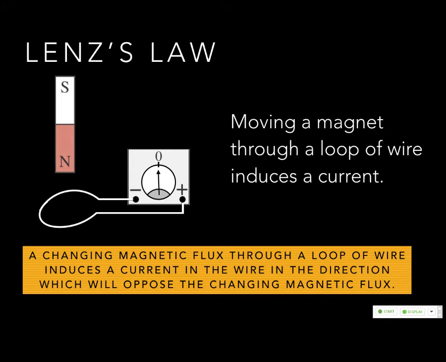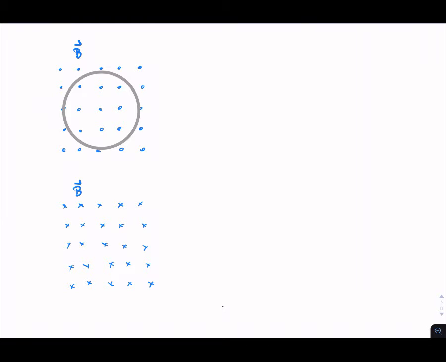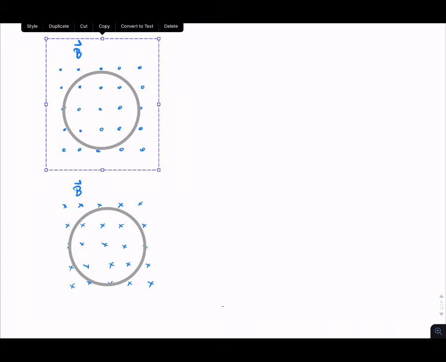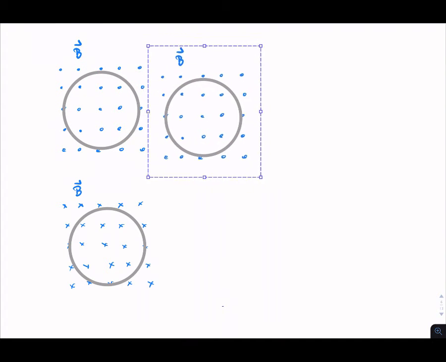And so the rule is a changing magnetic flux through a loop of wire induces a current in the wire in the direction which will oppose the changing magnetic flux. And that sounds really complicated, but let's work that out with a few examples, okay? Let's imagine that you have a loop of wire in a magnetic field, and we're going to duplicate this thing. So here's a magnetic field going out of the page up top, and a magnetic field going into the page down at the bottom, okay? And we're going to duplicate this a few times so we can do this in a few different versions.